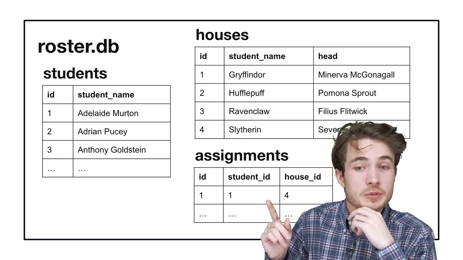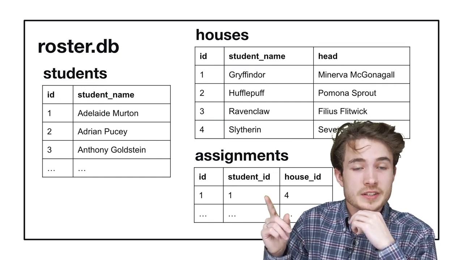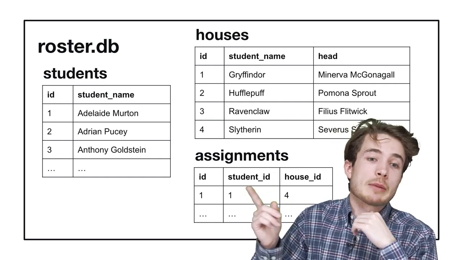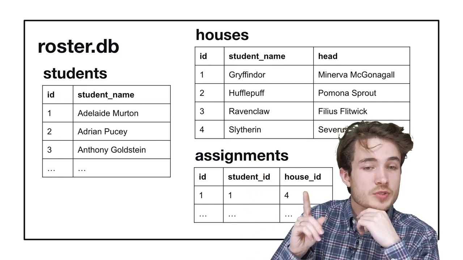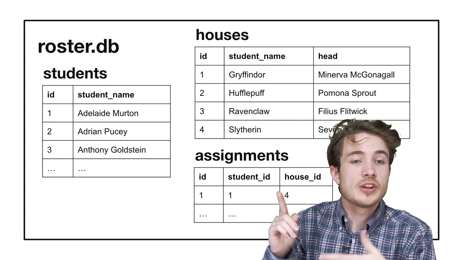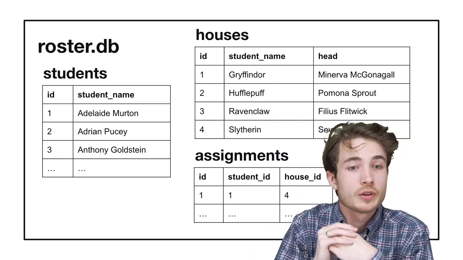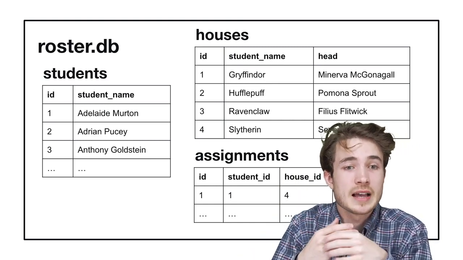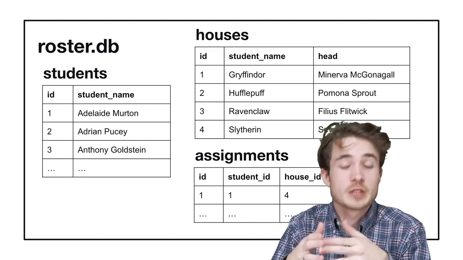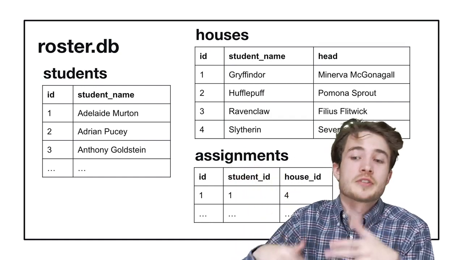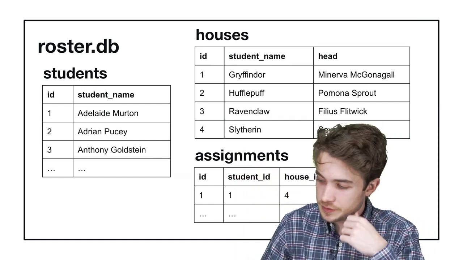It's a foreign key, so it's saying that this references a primary key in another table. This references the unique ID in students now. And similarly, this house ID 4, well, that references the primary key in houses. So what we're going to say is that the primary key is that unique ID inside of the table, and a foreign key is a reference to that primary key from another table, a separate table in this case.